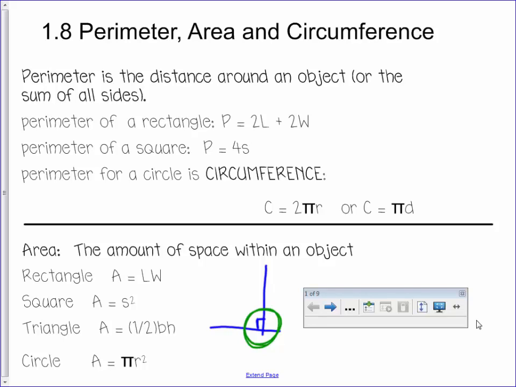All of these are going to be on your formula sheet that we will provide you, so you don't have to memorize them, but you do need to write them down now so that you can work with them on the problems that we're about to do.